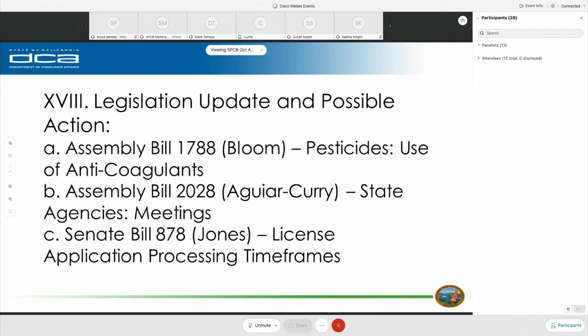No, I do not. Okay, then Senate Bill 878, licensing application process timeframes. I guess, Susan, you're covering that one for us? Yes. So we are already required to post our enforcement processing timeframes on our website. So we are now going to be required to also post our licensing application processing times on the website. And that would be for all of DCA. And that goes into effect July of 2021.